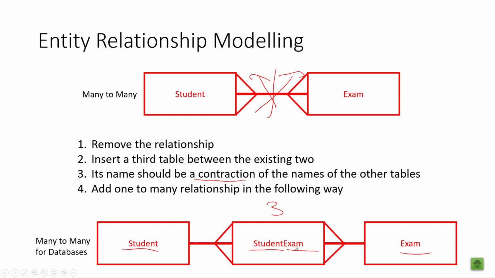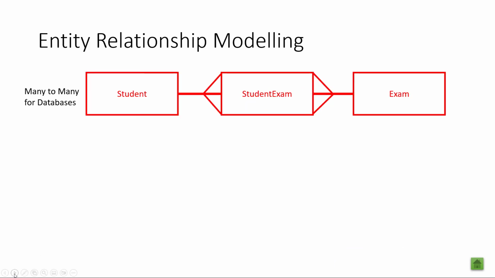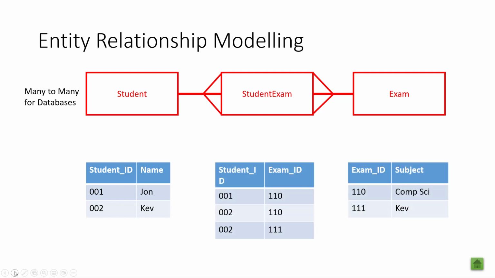And now in the student exam table, it is a joint table. This will have the foreign key of student. This will have the foreign key of exam, and they will be combined together to make a composite key. Right, there you go. So here, primary key is student ID. Here, primary key is exam ID. Here, you've got foreign key, but together, they make a primary key.